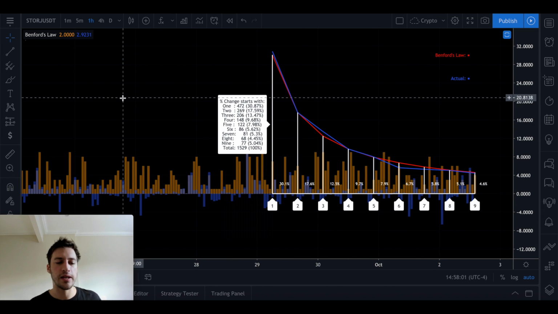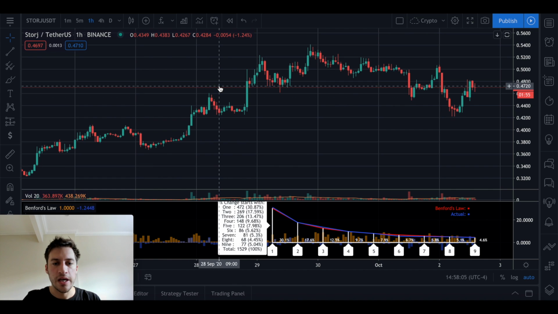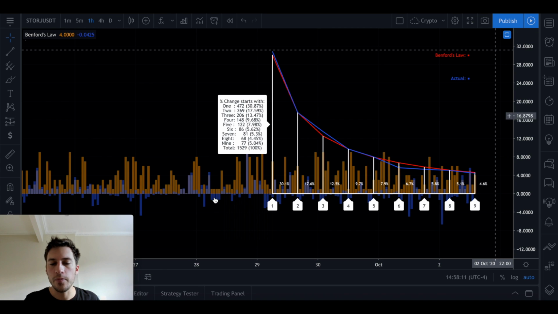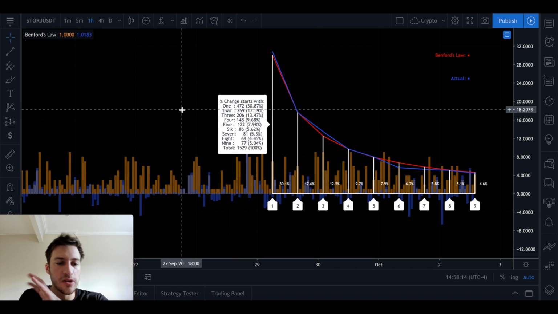So what I'm really looking at here, and you guys can use this indicator as well, you just have to do this, hit that, and then type in Benford, and then you get it right there from Grant Peace. What I'm doing here is I'm parsing through all these different cryptocurrencies to see, hey, does the distribution of the first leading digit really deviate?